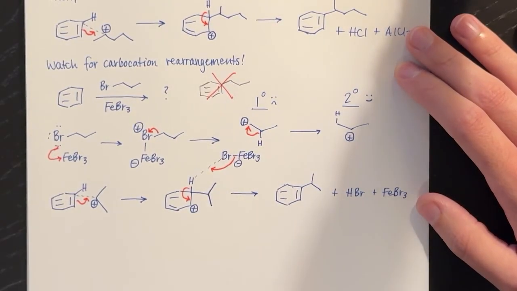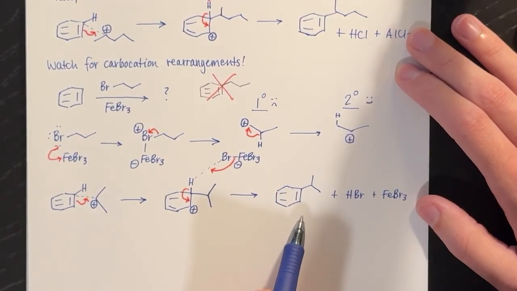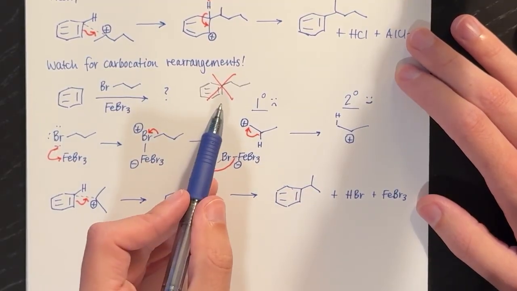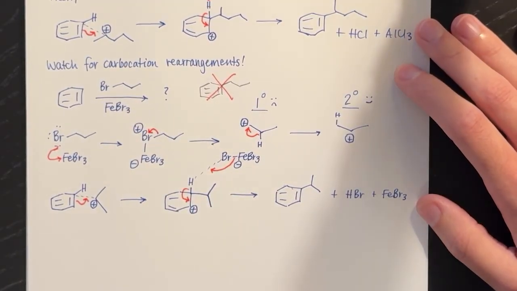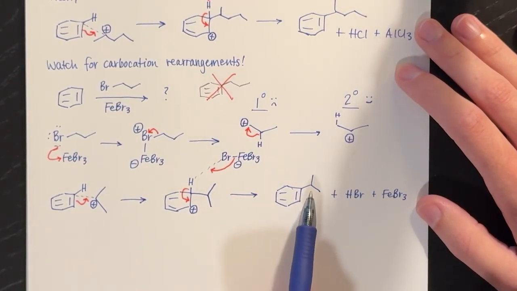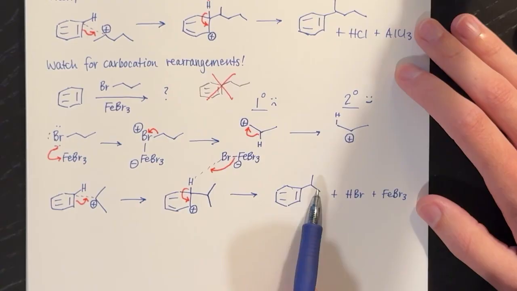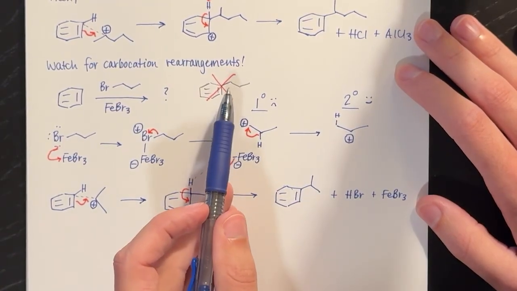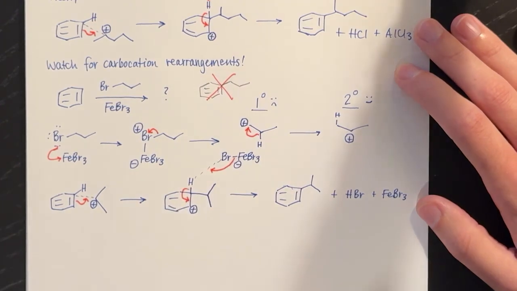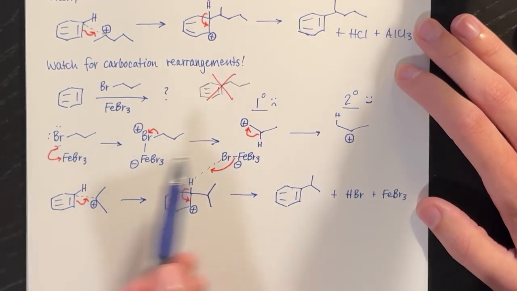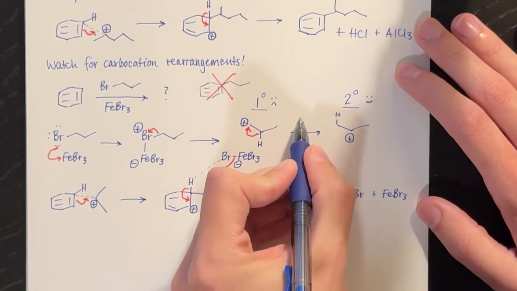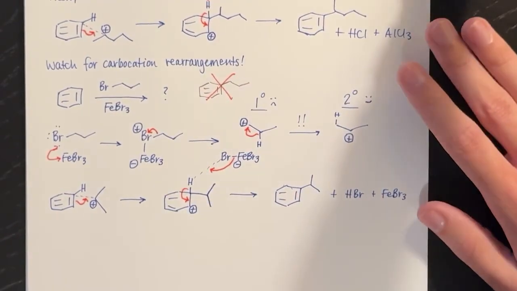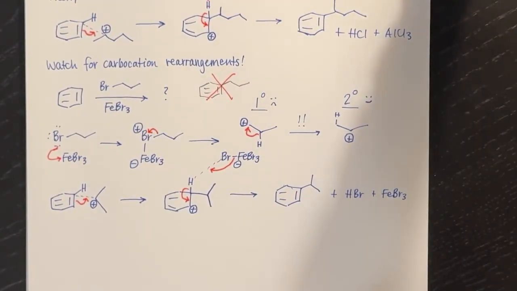Okay, so you'll notice that the product that we've drawn is distinctly different from what I proposed that we might generate. The reason we have an isopropyl group, right, we still got the same number of carbons, 1, 2, 3, 1, 2, 3, but the attachment point is different, and that's because of this carbocation rearrangement. So this is the really important step that you need to watch out for.